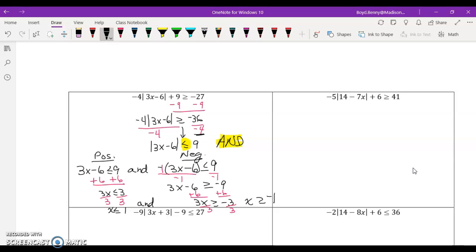So here I see my solution set is x is less than or equal to 1 and x is greater than or equal to negative 1. And I can write that into one concise statement by saying x is less than or equal to 1 and x is greater than or equal to negative 1. And then, of course, we would graph it just like we did the and compounds in previous lessons.